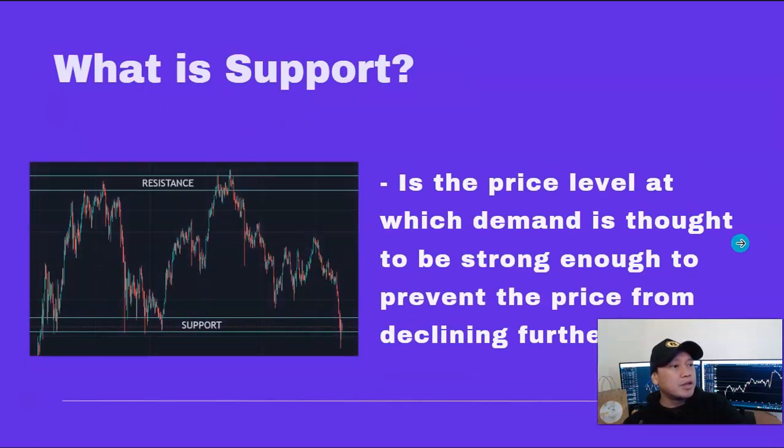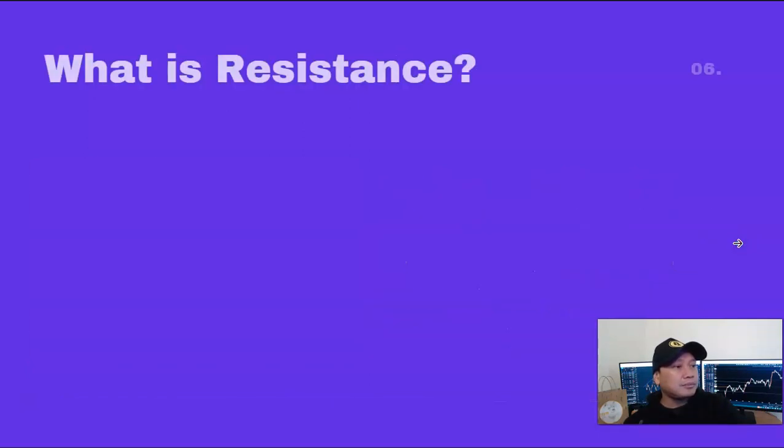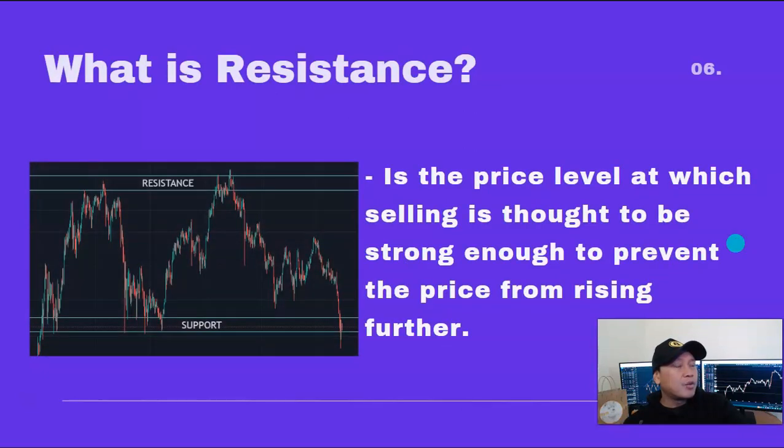And what is support? It is the price level at which demand is thought to be strong enough to prevent the price from declining further. And what is resistance? It's the price level at which selling is thought to be strong enough to prevent the price from rising further. This is the support here from the bottom, and usually the resistance here. So this is the floor and the ceiling.